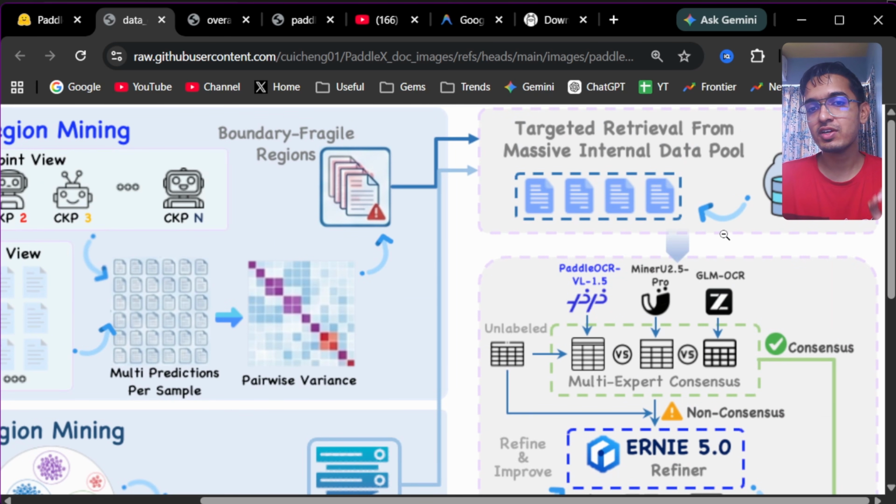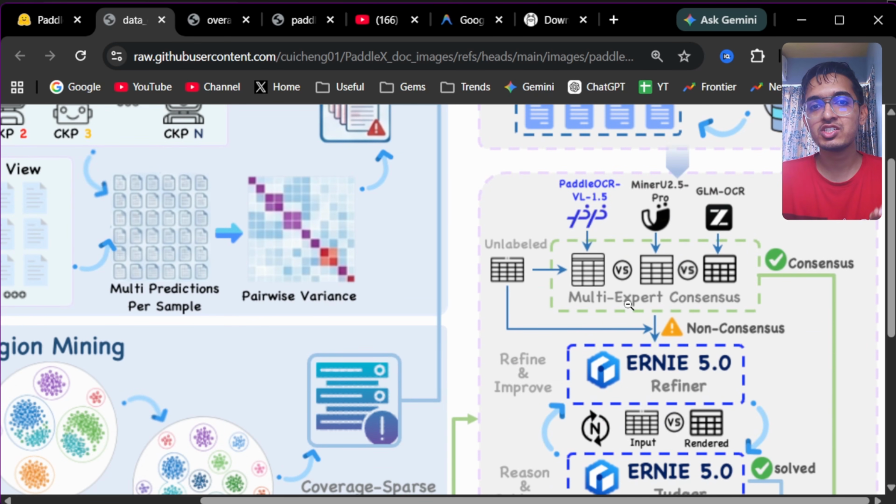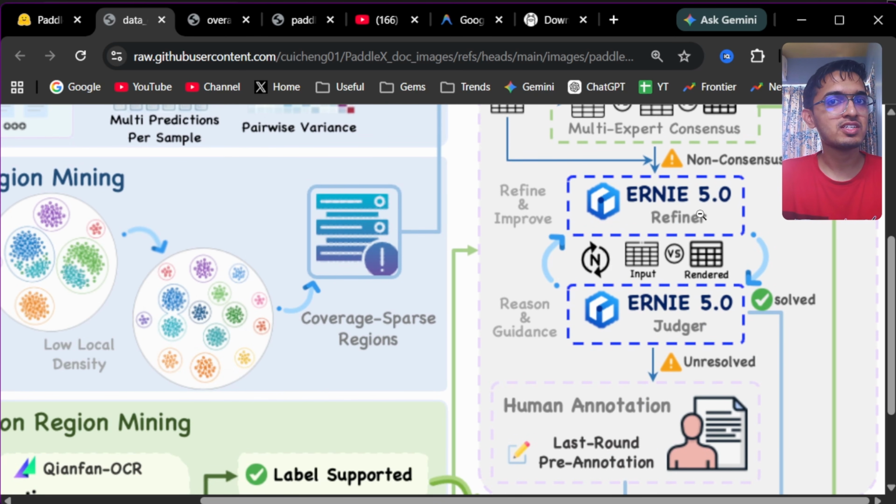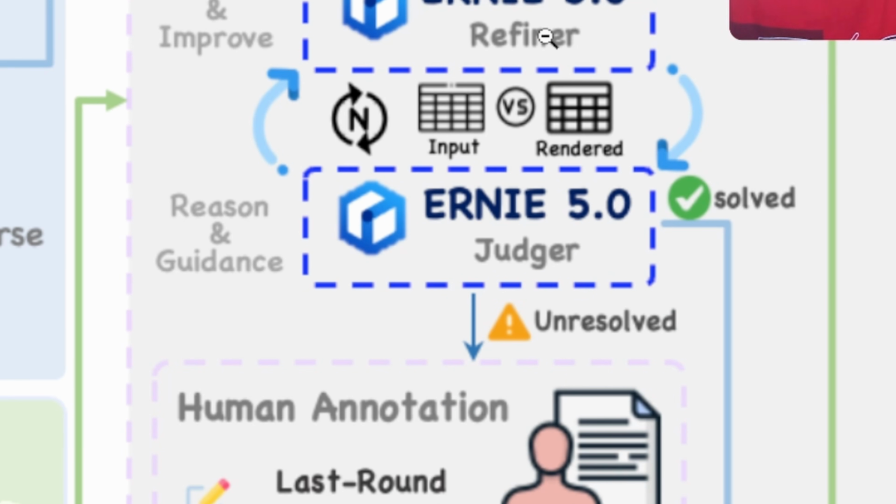And then to guarantee the perfect training labels, the workflow runs the text extraction across different top-tier expert models and cross-checks their outputs to automatically eliminate the incorrect labels and clean the training dataset. And finally, any conflicted data points are sent to the refiner model, which will add logical guidance and structural fixes to resolve the logical ambiguities.